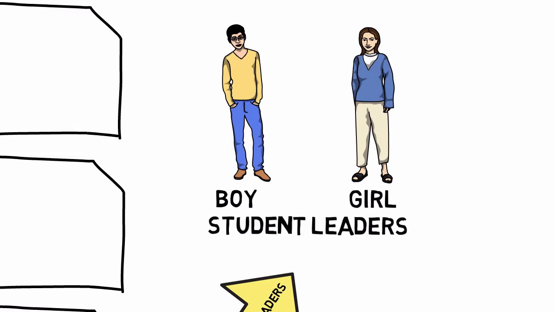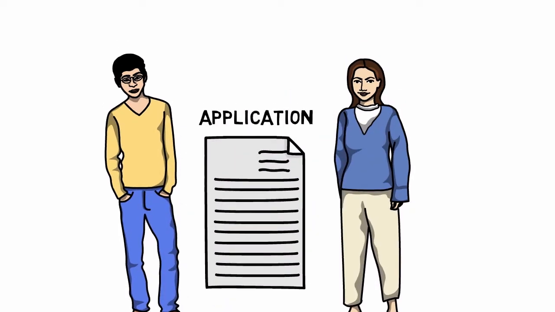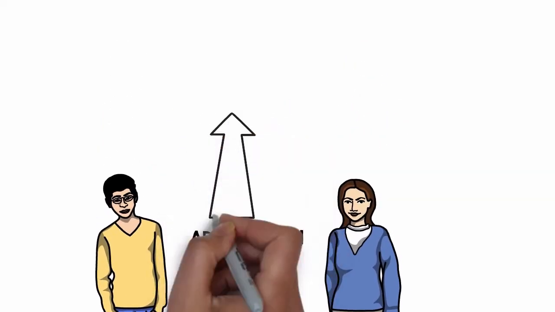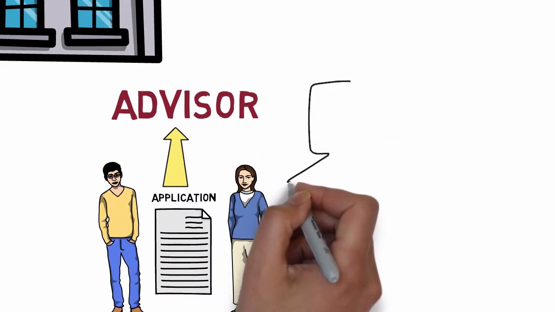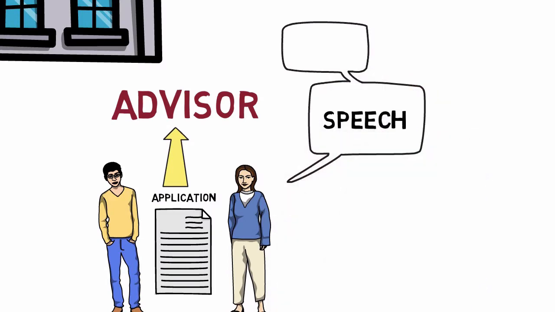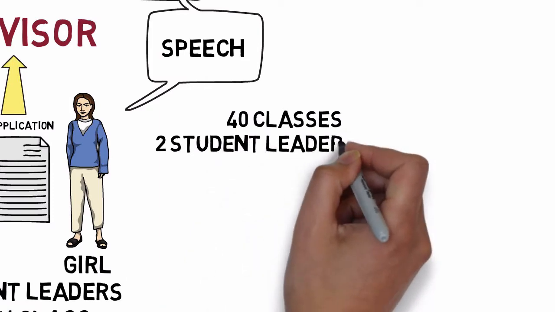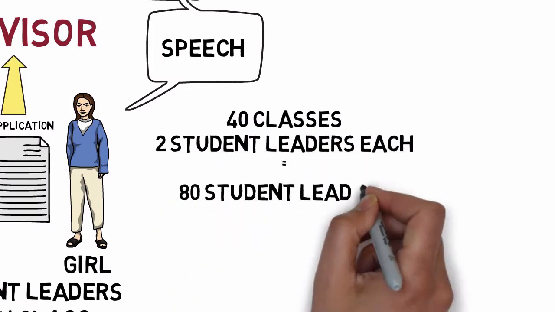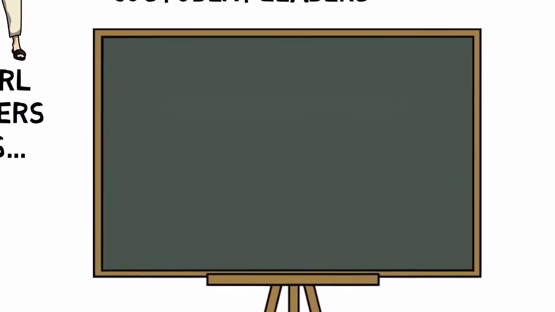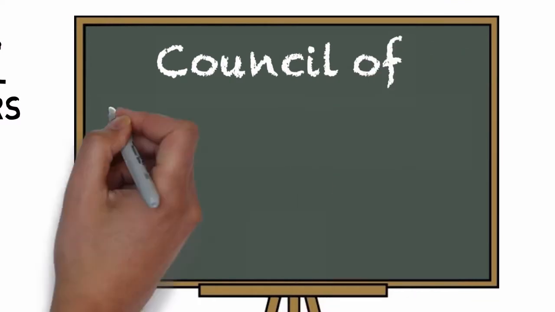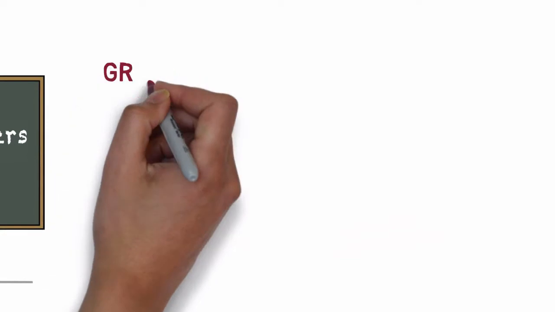In order to be a candidate for the election, students will be required to submit a written application to their advisor before they can run for the student leader position. Each candidate will present a short speech to their class before voting takes place. With 40 classes, this will give us 80 student leaders. This whole group will be known as the Council of Student Leaders, or CSL for short.